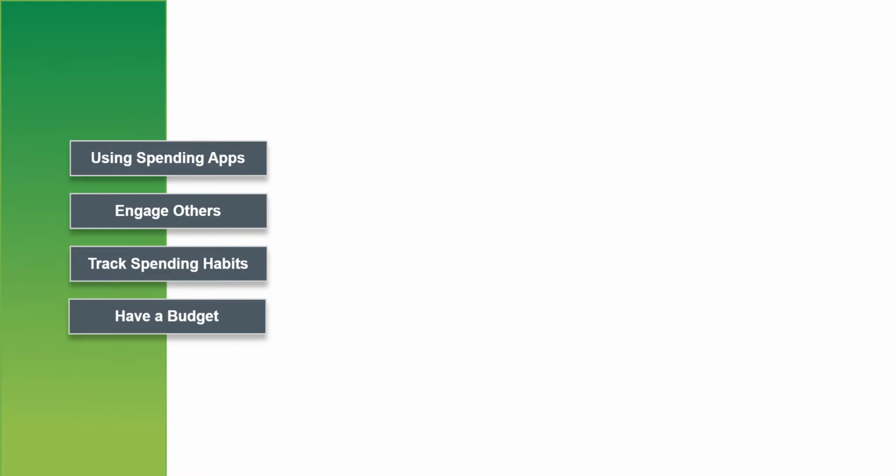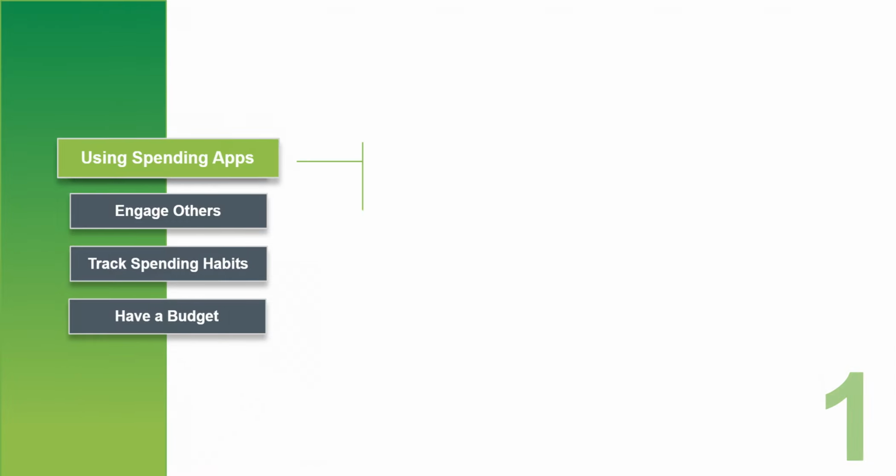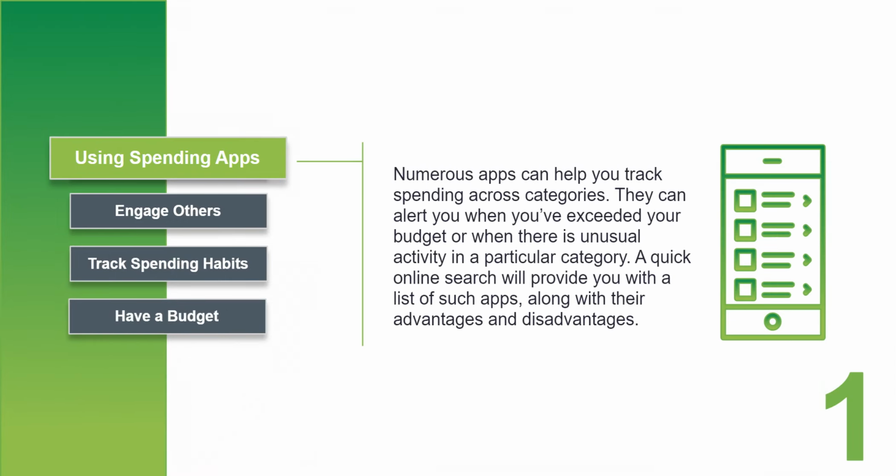Let's look at a few final tips to help you make better on-farm decisions. Tip 1 is to use spending apps. There are numerous apps available that can help you track spending across categories. They can alert you when you've exceeded your budget or when there is unusual activity in a particular category. A quick online search will provide you with a list of such apps, along with their advantages and disadvantages.